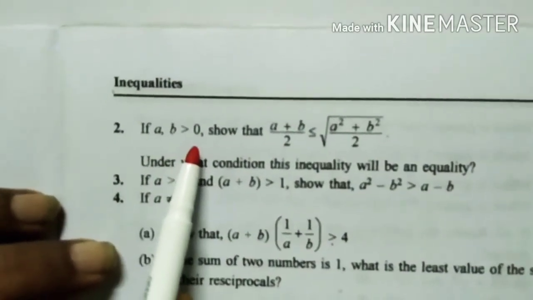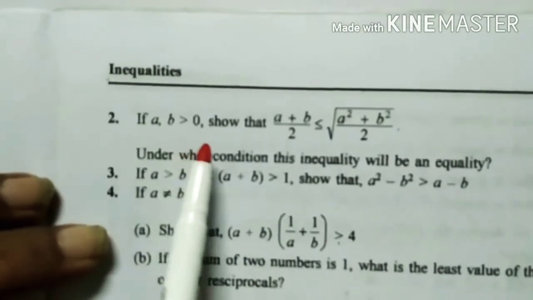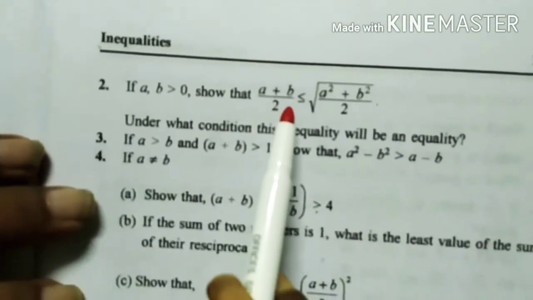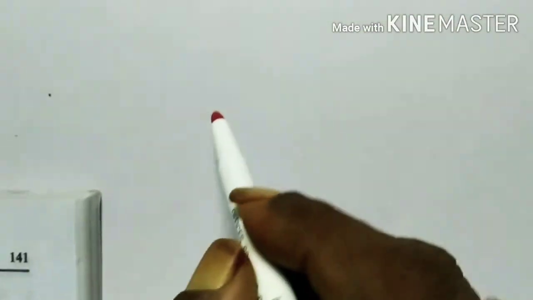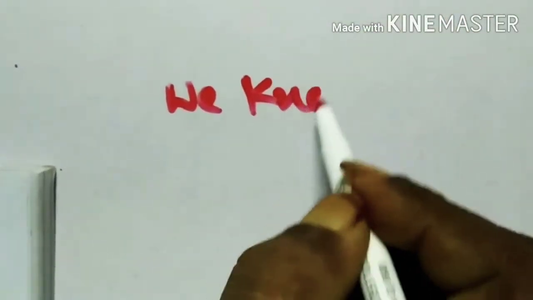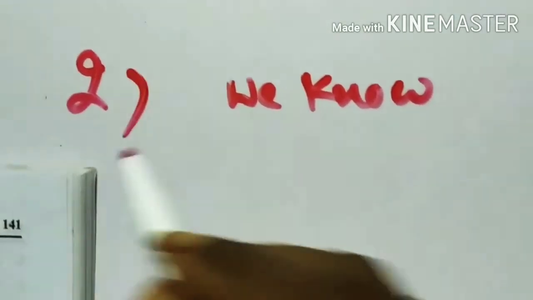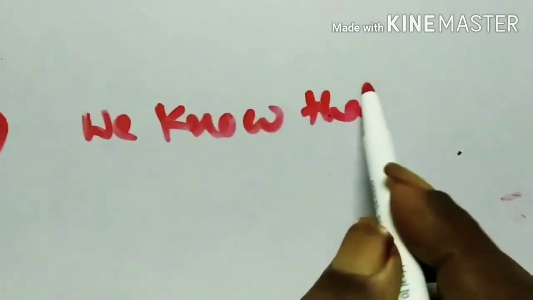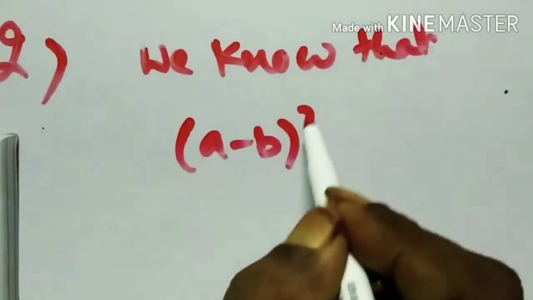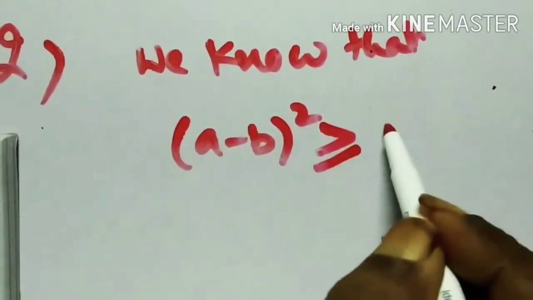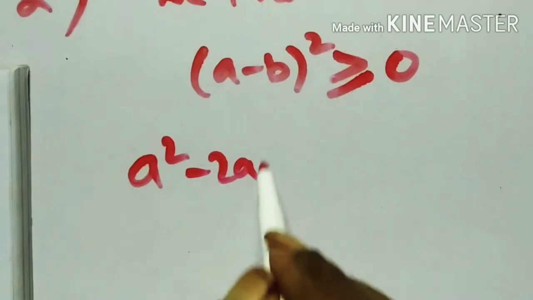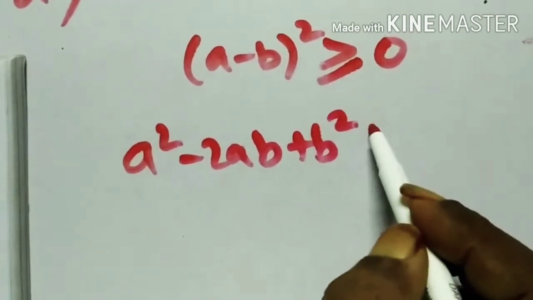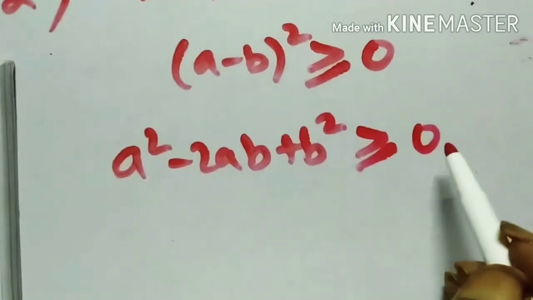See question number 2. If a and b are greater than 0, that means a and b are positive numbers, then we have to show that (a plus b) by 2 is less than or equal to root of (a square plus b square) by 2. We know that (a minus b) the whole square is greater than or equal to 0. So a square minus 2ab plus b square is greater than or equal to 0.